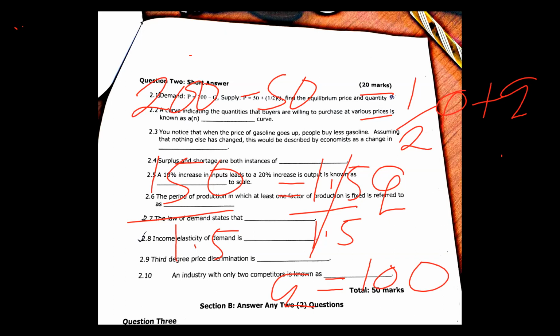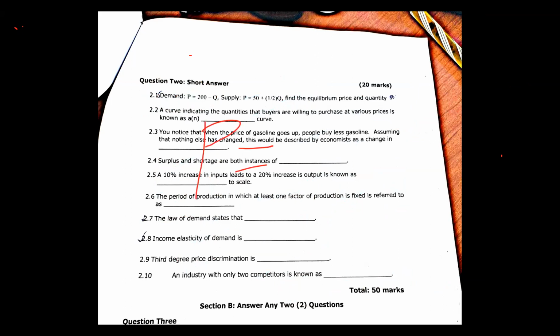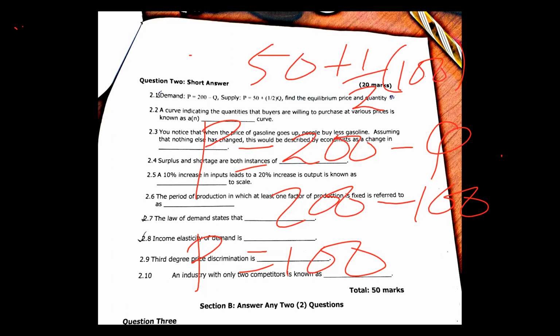Then for the equilibrium price, you just get this quantity and substitute it in any of the two equations. The answer is still the same. For demand, it is 200 minus Q, which will be 200 minus 100, and price is equal to 100. If you want to get it for supply, it will be 50 plus half times Q, which is 100. So half of 100 is 50, and 50 plus 50 is 100. So it's the same. The equilibrium price as well is 100.